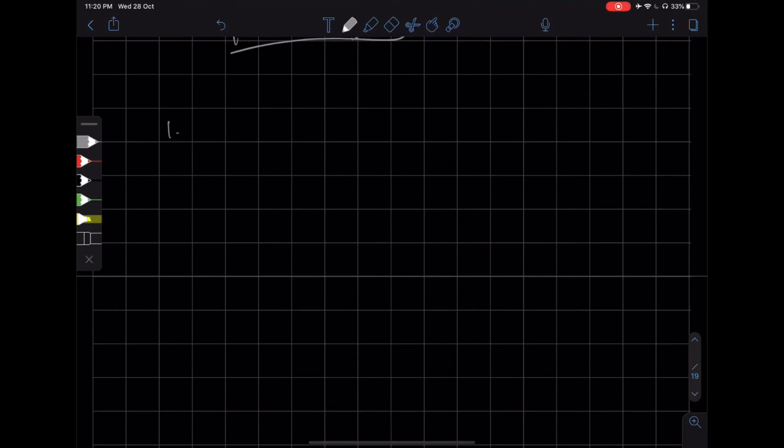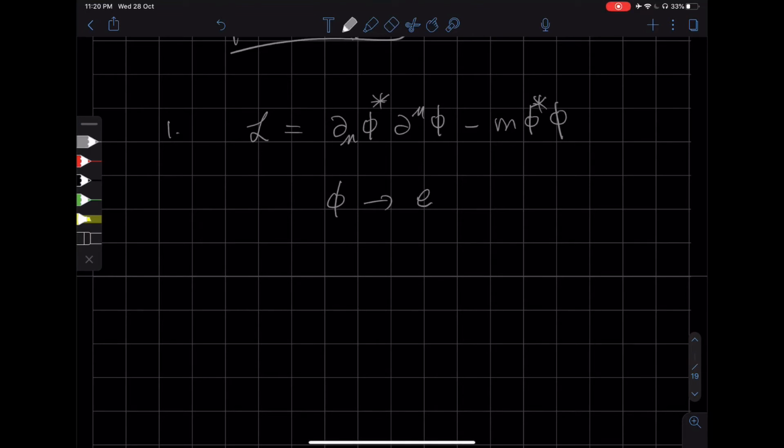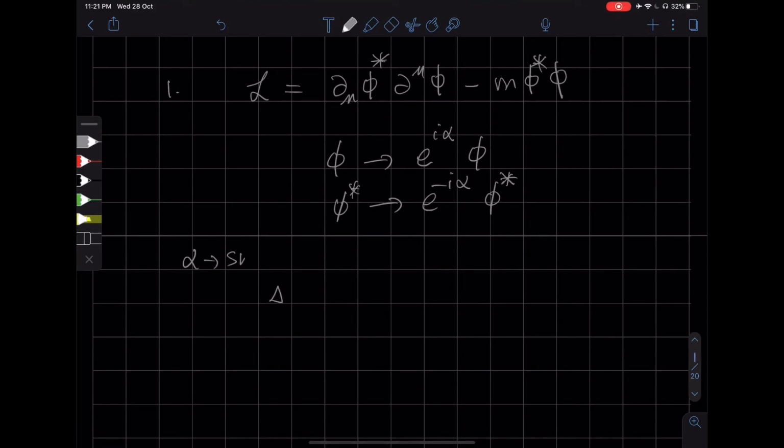So example number 1, let's look at the complex scalar field. The complex scalar field has the Lagrangian. Now, this has a symmetry that the real scalar field doesn't. The symmetry is that if I multiply φ by some phase, e^{iα}, where α is a constant, then φ* gets multiplied by the opposite phase. But we see that because α doesn't depend on space-time, the Lagrangian doesn't change. For α small, we see that this means that δφ is iαφ, and δφ* is minus iαφ*.